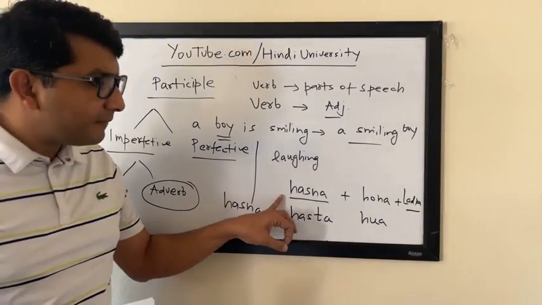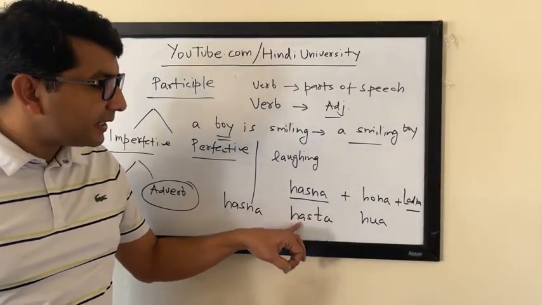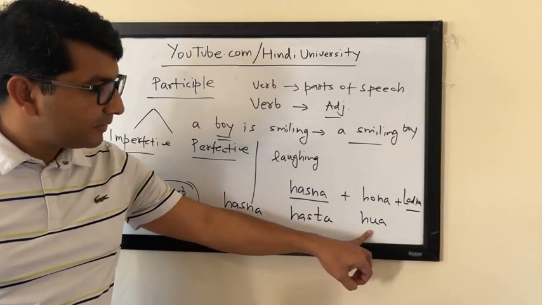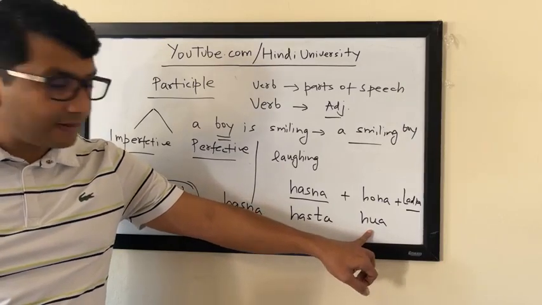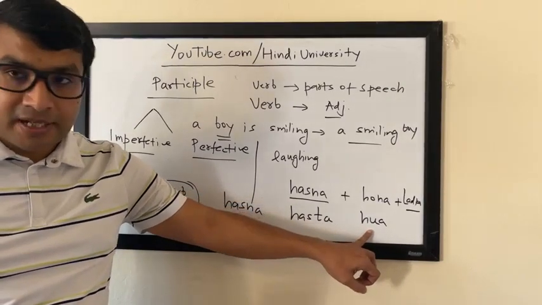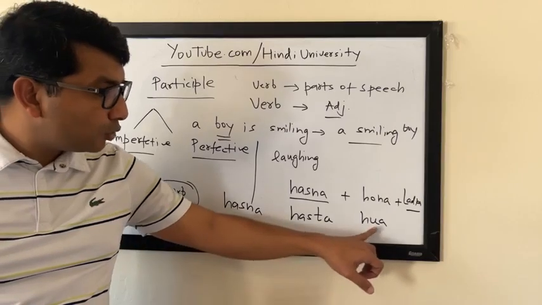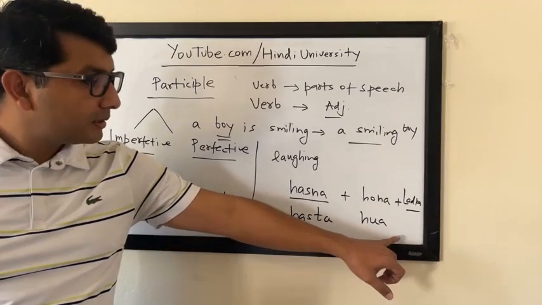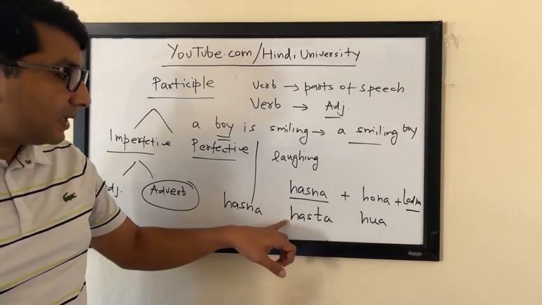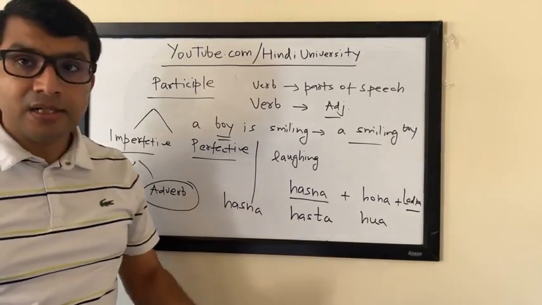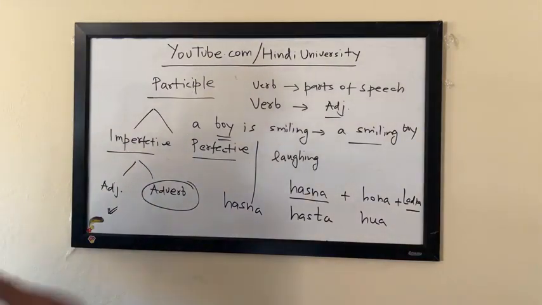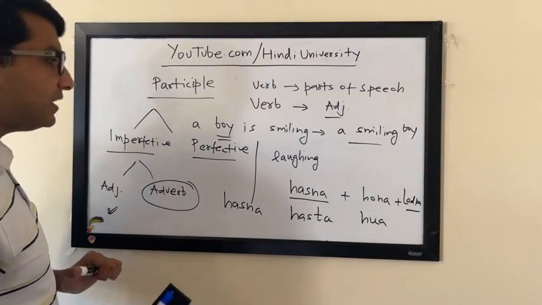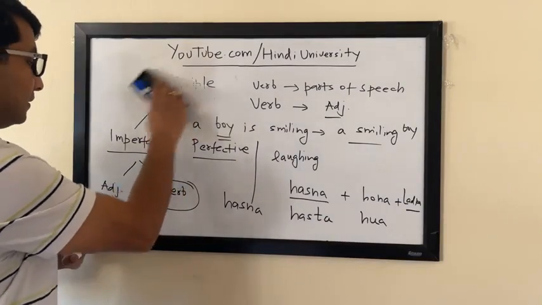Similarly, if it is plural, we learned that it will be haste hue ladke, boys that are smiling or laughing. For feminine singular, we said hasti hui ladki, girl that is laughing, and feminine plural, hasti hui ladkiyan. So far, that's what we covered. Now let's see how we change that to an adverb, and what do we really mean by that. So I'm going to erase it.